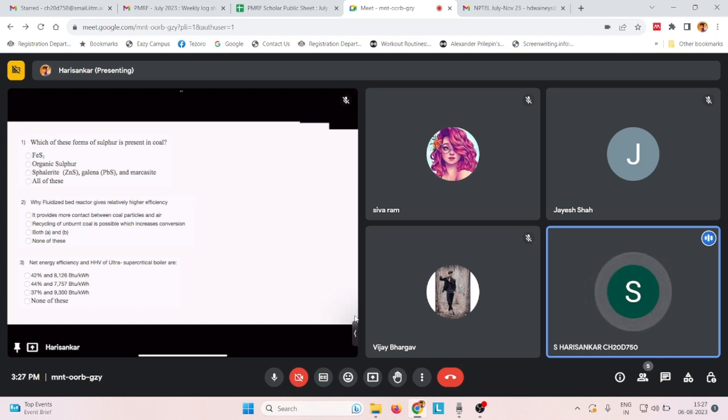So we have FeS2 in both the pyrite as well as the marcasite form. We have organic sulfur as such. We have zinc sulfide as well as lead sulfide. So all of these is the right answer.